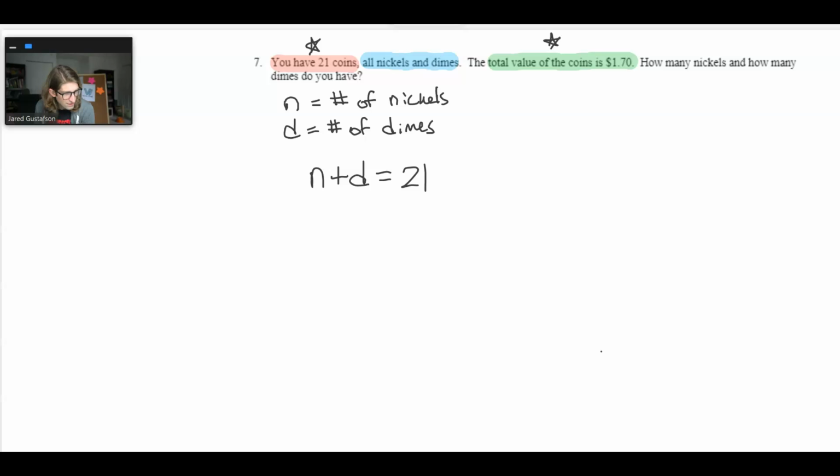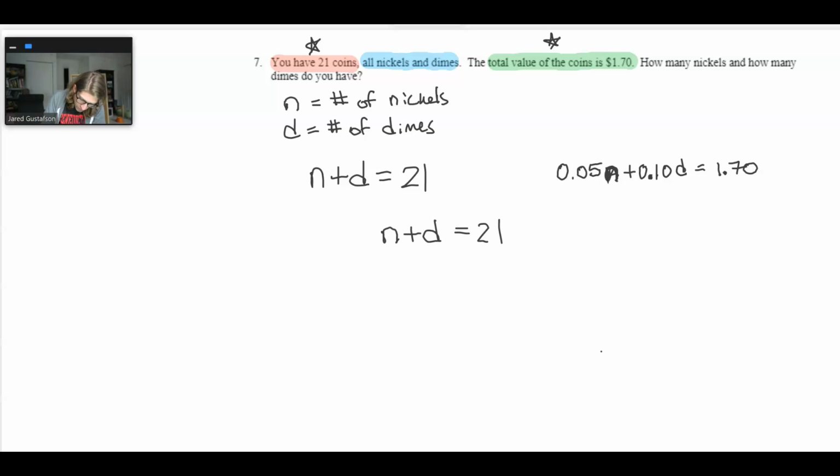Our total value is $1.70. Here's where you've got to know how much money both of these are worth. A nickel is worth 0.05, be careful with that. And a dime is worth 0.10. Sometimes people put 5 and 10 and then 1.7. That's not going to work. If you're going to do 1.7, you've got to do it in change, so it's 0.05 and 0.1. Now we set this up: N plus D equals 21, 0.05N plus 0.10D equals 1.7.